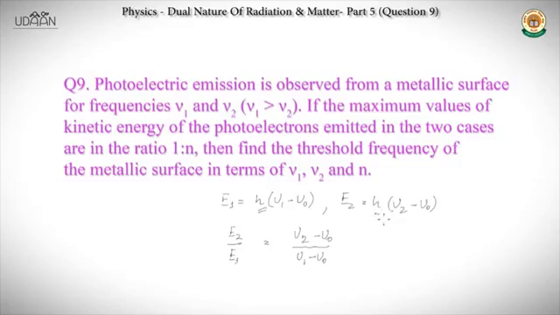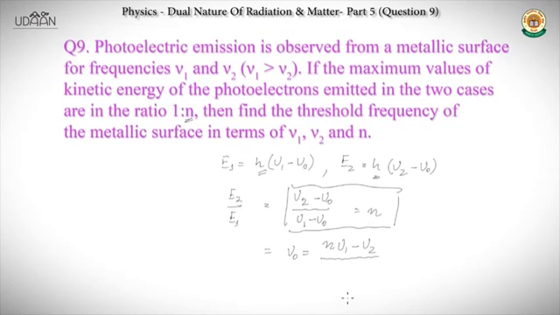Here h gets cancelled because it is in both E1 and E2. So this ratio is equal to n, because E1 is to E2 is equal to 1 is to n. This is the ratio that is given. So you simply put it equal to n, which results in a simple equation that you can simplify, and then you reach nu naught equals n nu1 minus nu2 divided by n minus 1, which is the required value of nu naught.